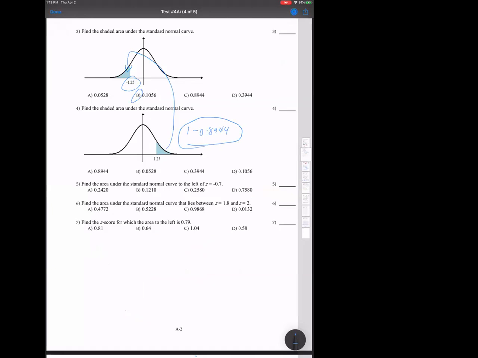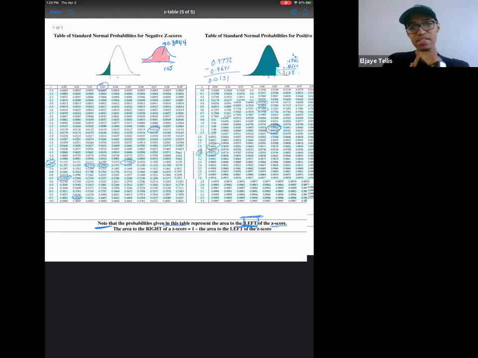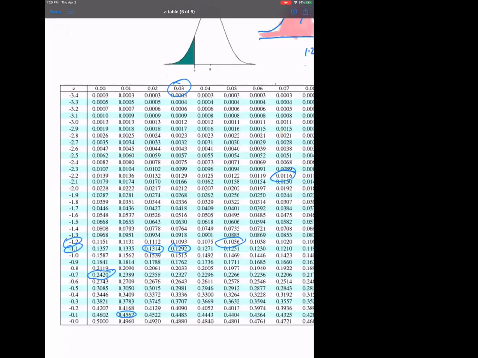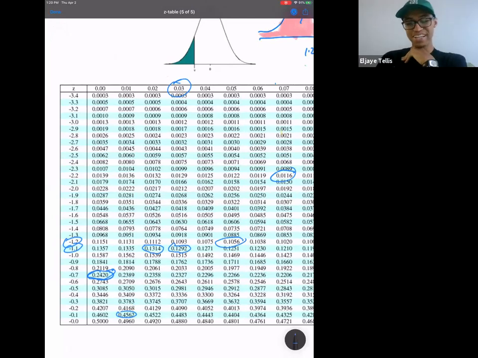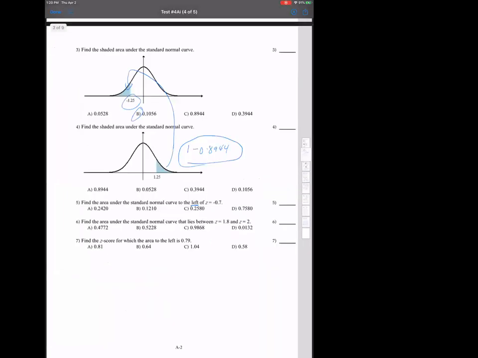All right, so for number 5, see now this one says left. So then the answer I find, it will be exactly the answer. So you gotta go to the table. And it was negative 0.7. Yeah. So negative 0.7 is this one right here. So 24.20, and that's your answer. Oh, okay. So it's pretty simple then. Okay, I know that's simple. There that go. So answer is A.